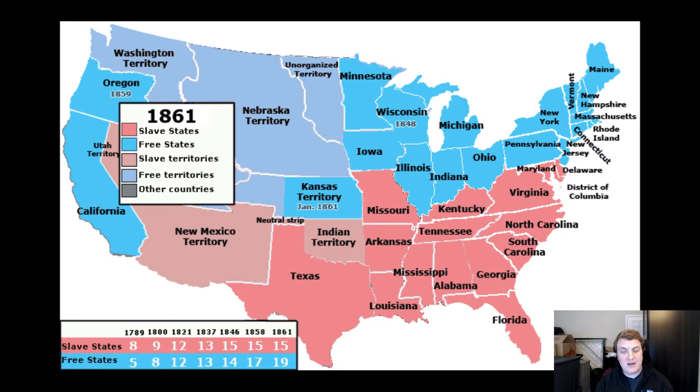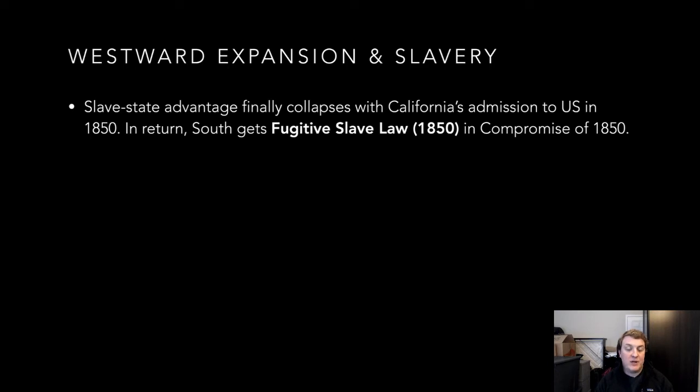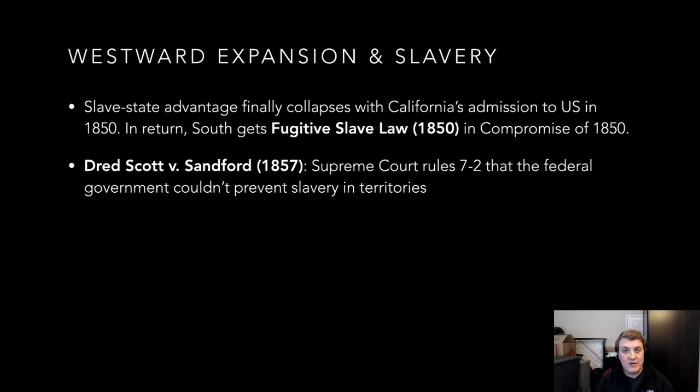And of course, by the time the Civil War breaks, the balance is even further. So when we think about this expansion across all these maps, the slave state advantage finally collapses when California comes into the Union, in the several years after the Mexican-American War finishes. The South gets a fugitive slave law that's stronger and several other compromises to appease them. The 1850s are filled with a number of important cases and other decisions, and a lot of conflict that serves as a precursor for the war.